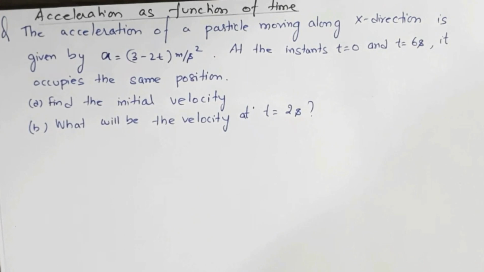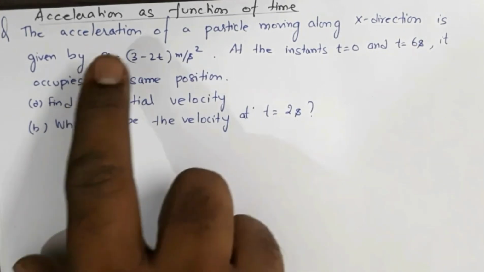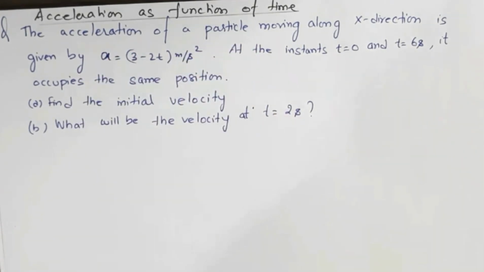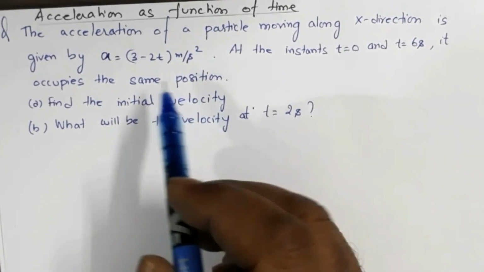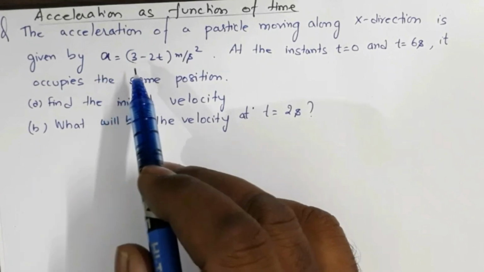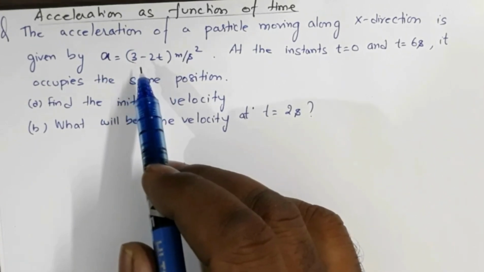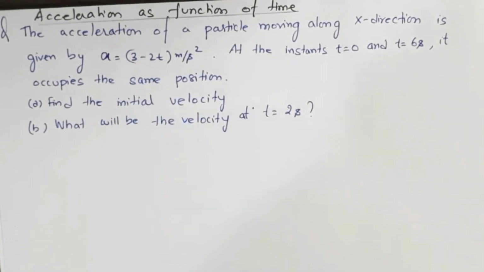So from there, I am discussing one question where acceleration is given as a function of time. You have this type of problem wherein acceleration is a function of time, as in this question, a is the acceleration and it is a function of time as a is equal to 3 minus 2t. t is the time here.